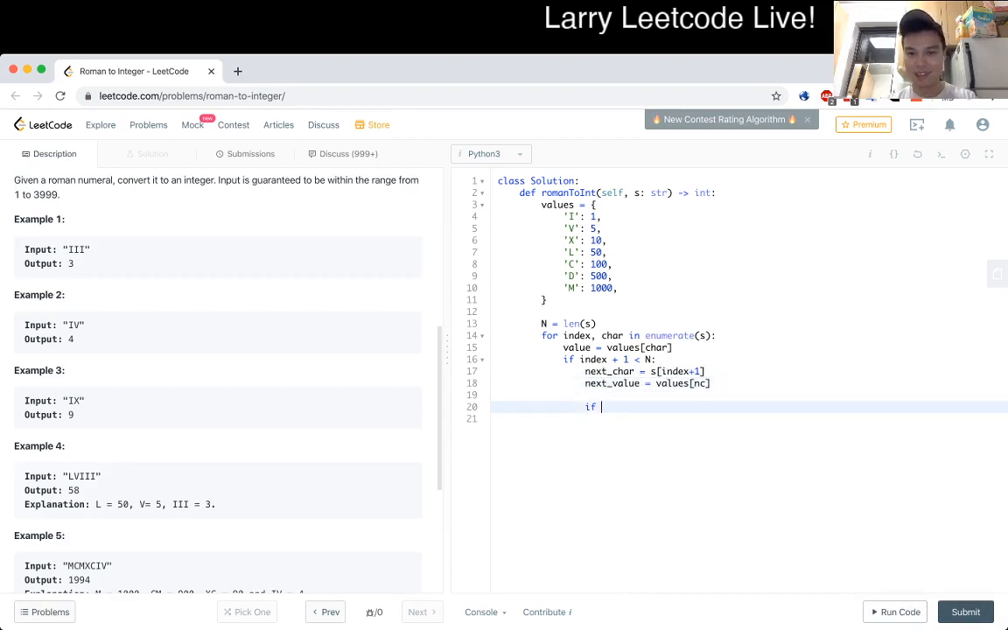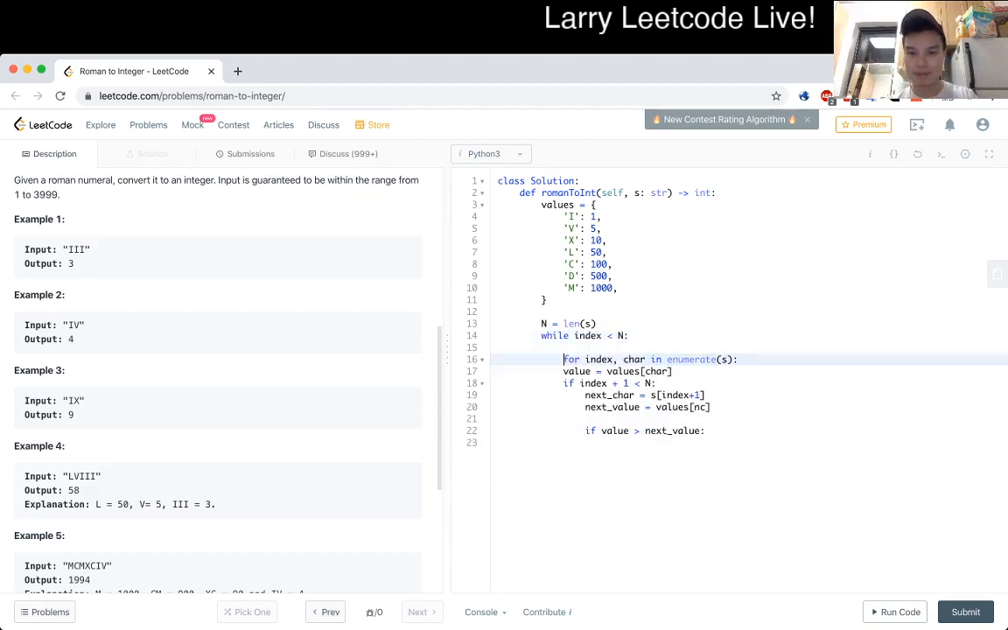And then now if value is greater than next value, then we can subtract it. I guess I have to do this actually with a while loop. And then char is equal to s sub index. The reason is so that we could skip ahead if we need to. Then also keep a running result.